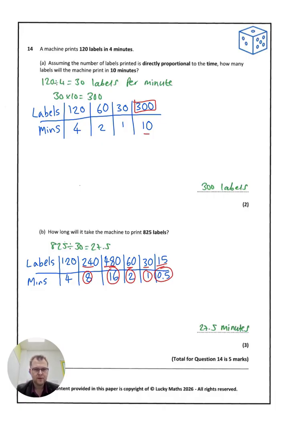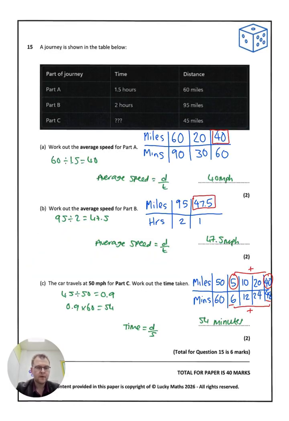And if we're looking to work out the total for 825 labels, I've used doubling to work out that 120 labels in 4 minutes is equivalent to 240 in 8 minutes, and 480 labels takes 16 minutes. By also using halving at the end, I've been able to add all those top numbers together, the labels, to make 825 labels. I've worked out the numbers below circled add up to 27.5 minutes.